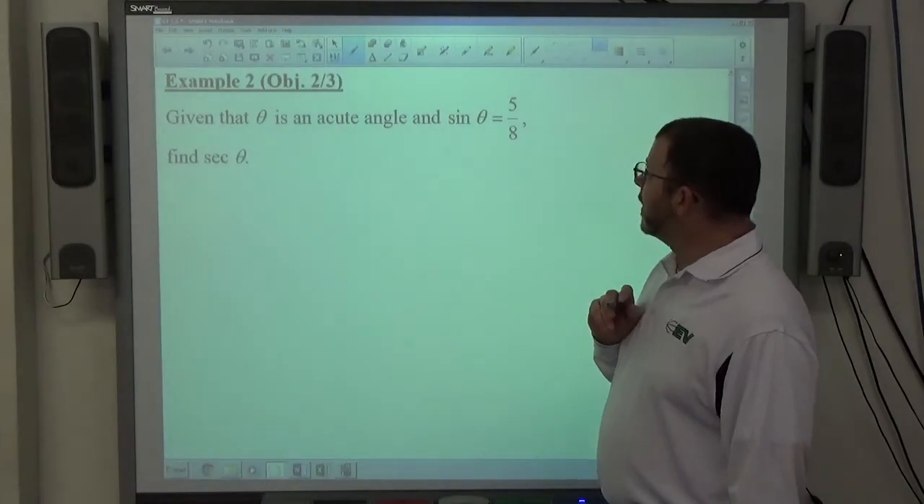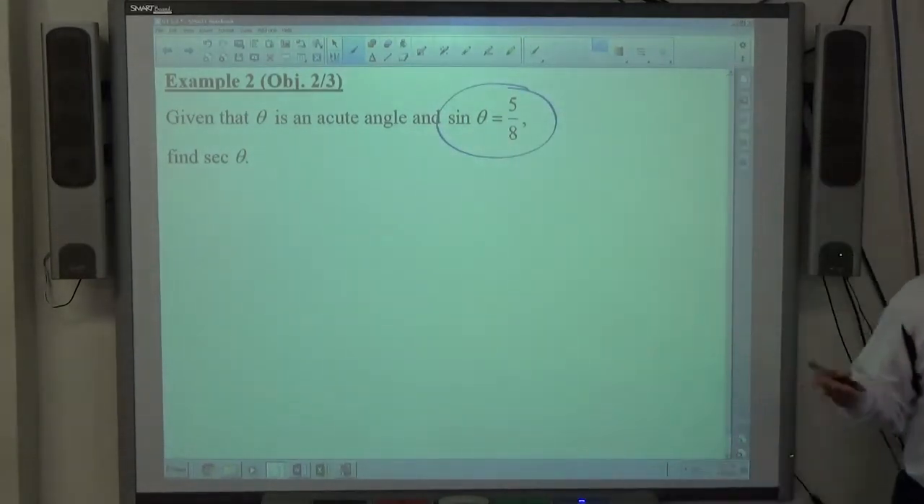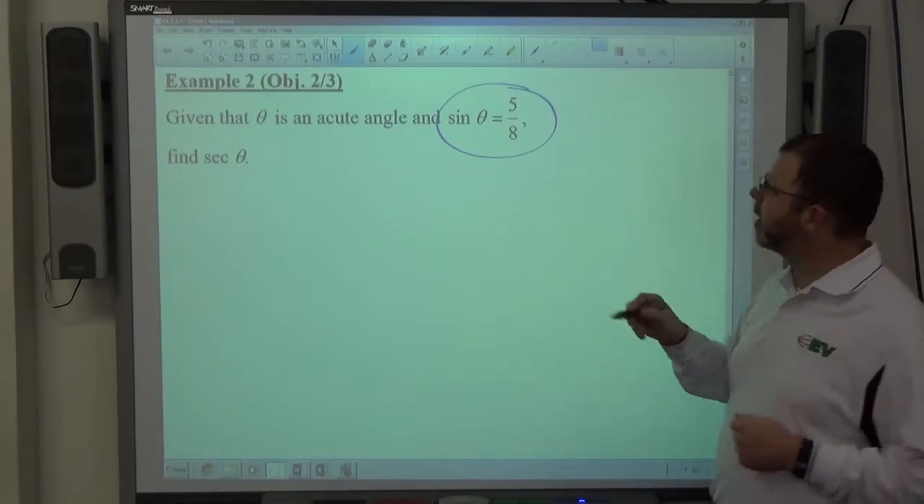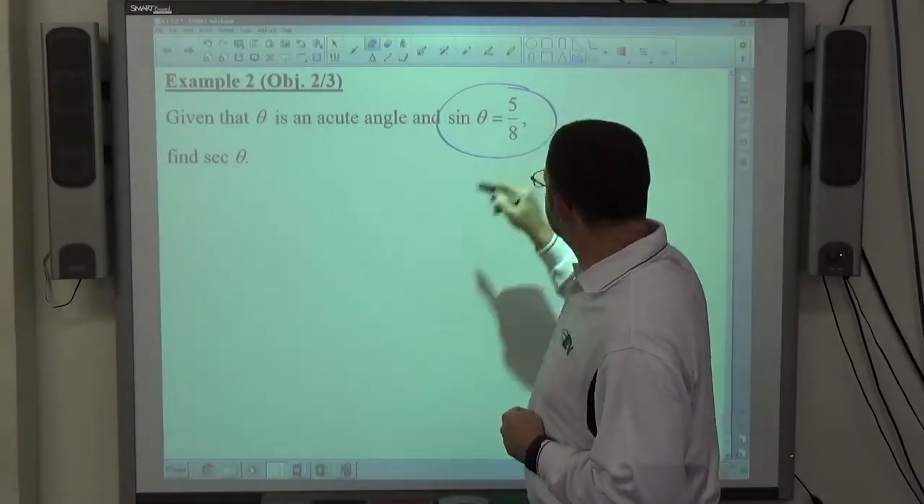Theta is an acute angle and sine of theta is equal to 5/8. So let's start here. Anytime you're told something along those lines, a trig function of some unknown angle equals a fraction, or equals any number for that matter, that gives you enough information to draw a triangle.